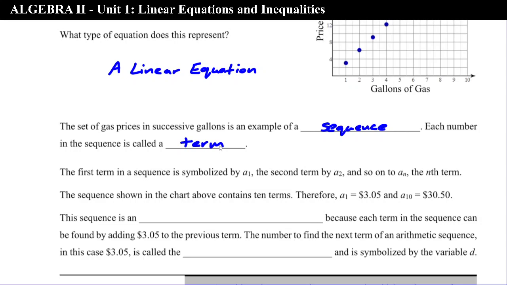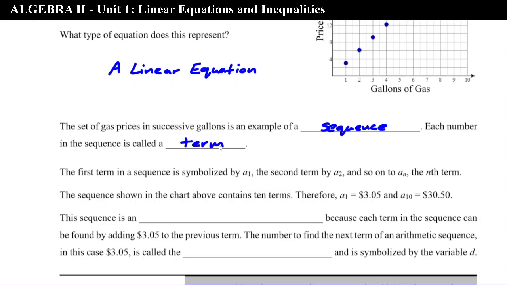The first term in a sequence is symbolized by a sub 1. So our 1 gallon of gas would be our a sub 1 term. The second term would be symbolized by a sub 2, so the price for 2 gallons of gas would be a sub 2. And so on, to however many terms you have, that would be a sub n, the representation of your nth term, or the value for your nth term.